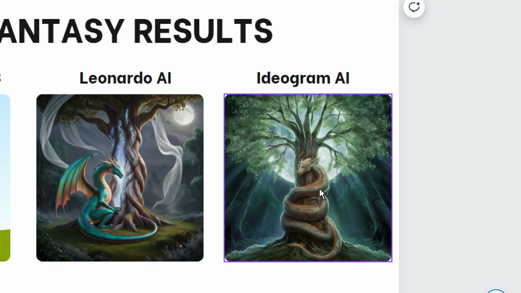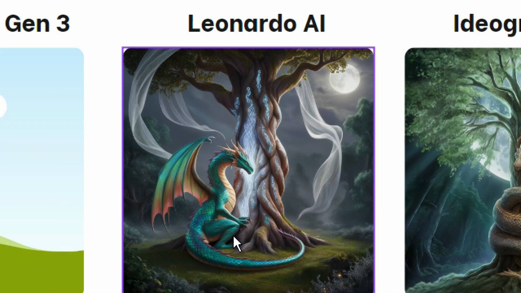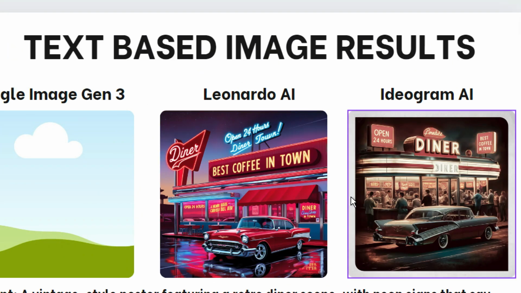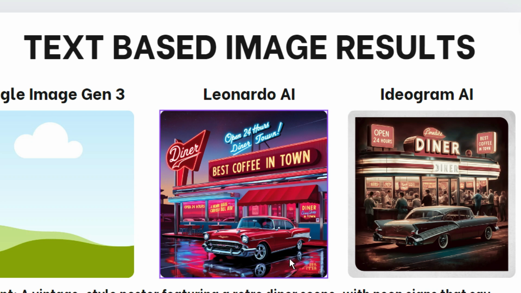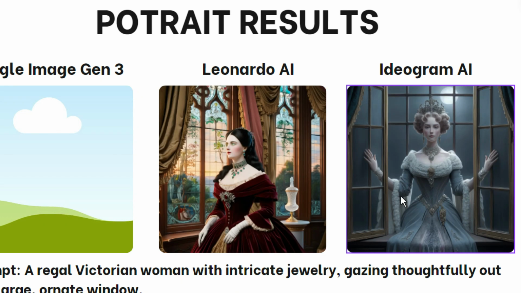Actually, I would say that the moon is quite big. I wouldn't go with this. Leonardo AI does a better job over here. Then for the text-based image, I think Ideogram and Leonardo both did a good job with the prompt that they had. In terms of the landscape, Ideogram made a better one, and for the portrait ones, Leonardo I think took the lead over here as well.